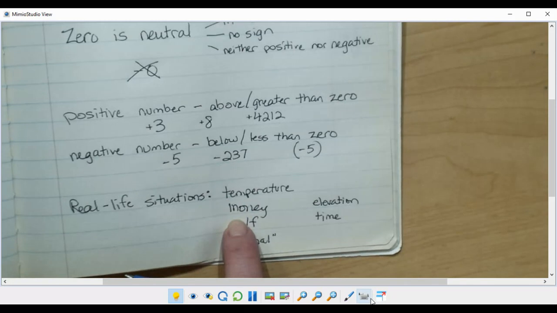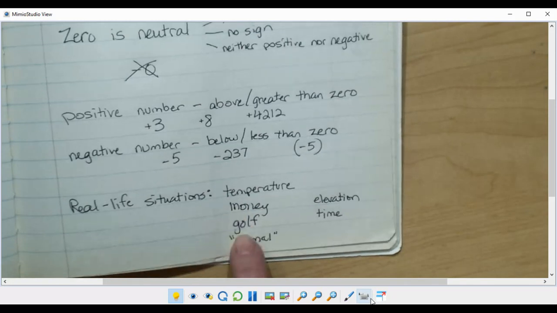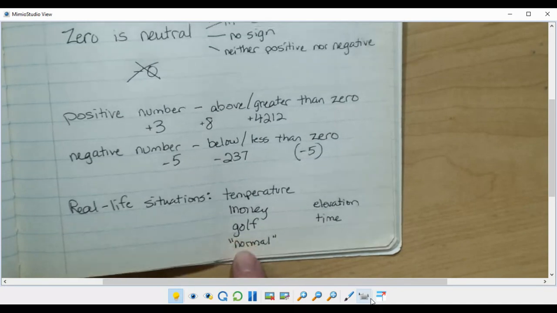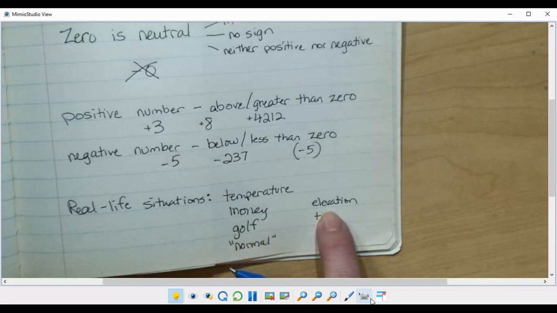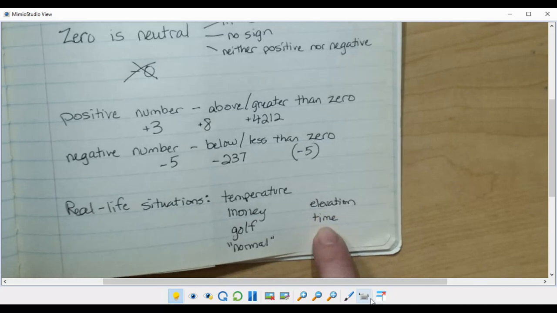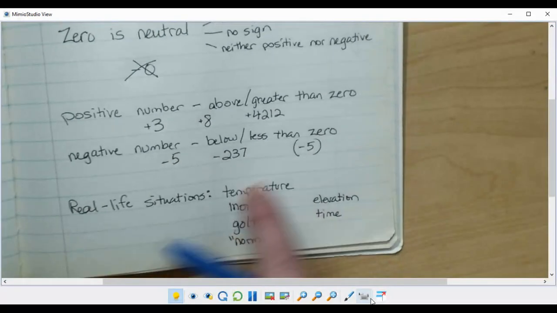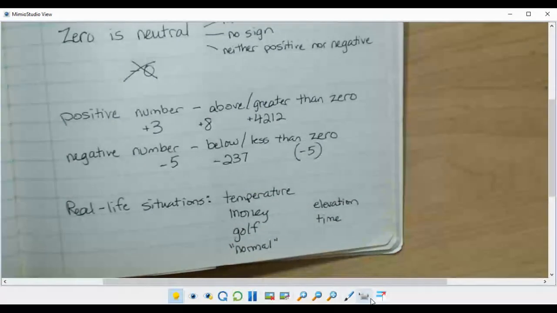owing people money, gaining money from a paycheck, things like that. Golf: if you are under par, that's a good thing, and you'll see it with a little minus sign in front of it. Things like normal. We were above average. We were above the normal. We were below average. We were below the normal. Elevation, talking about sea level and mountains or valleys. And time: my time for my 5K, I shaved 2 minutes off of it. That was a negative 2 minute split. Okay. These are situations where you will see negatives and positives all the time.